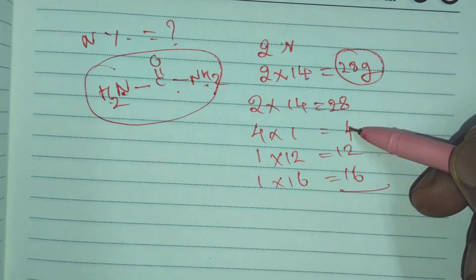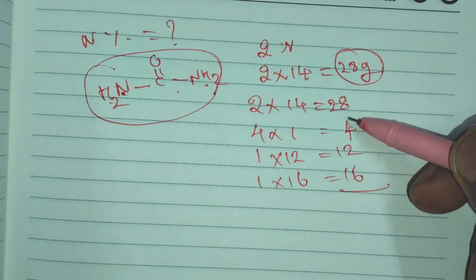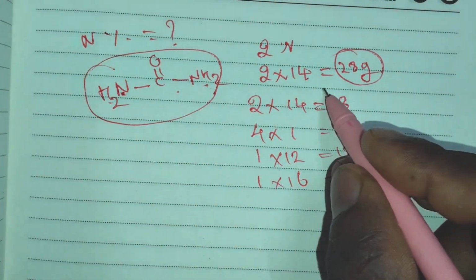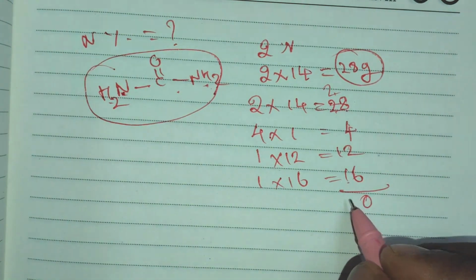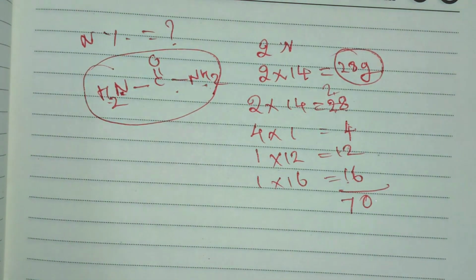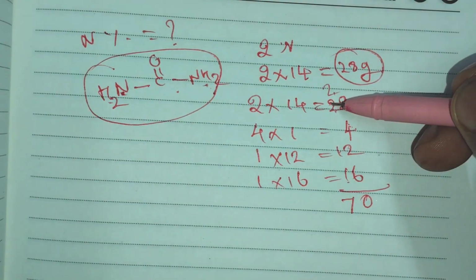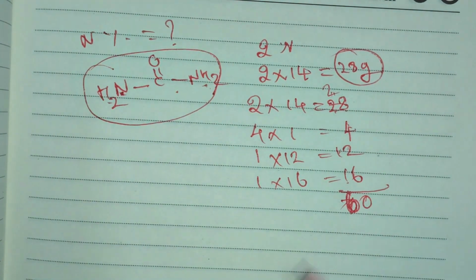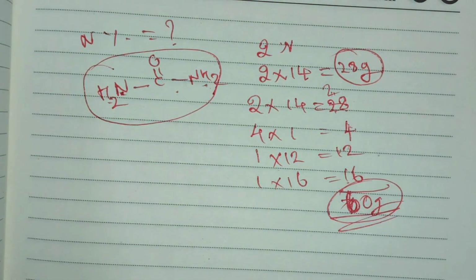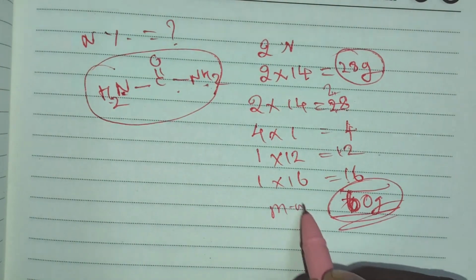So we can add these: 28 plus 4 plus 12 plus 16. Actually, once more, it is 60 gram, sorry. So this is the molecular weight of urea.